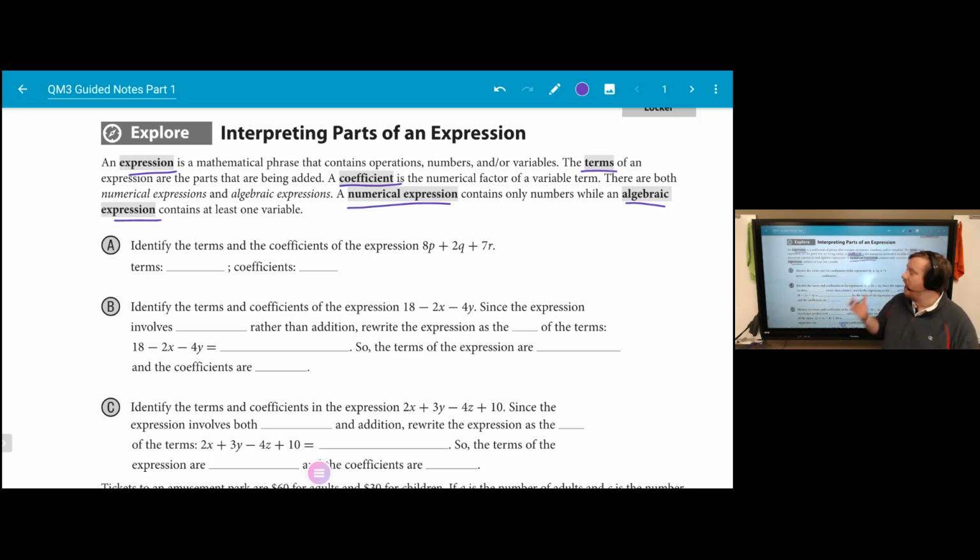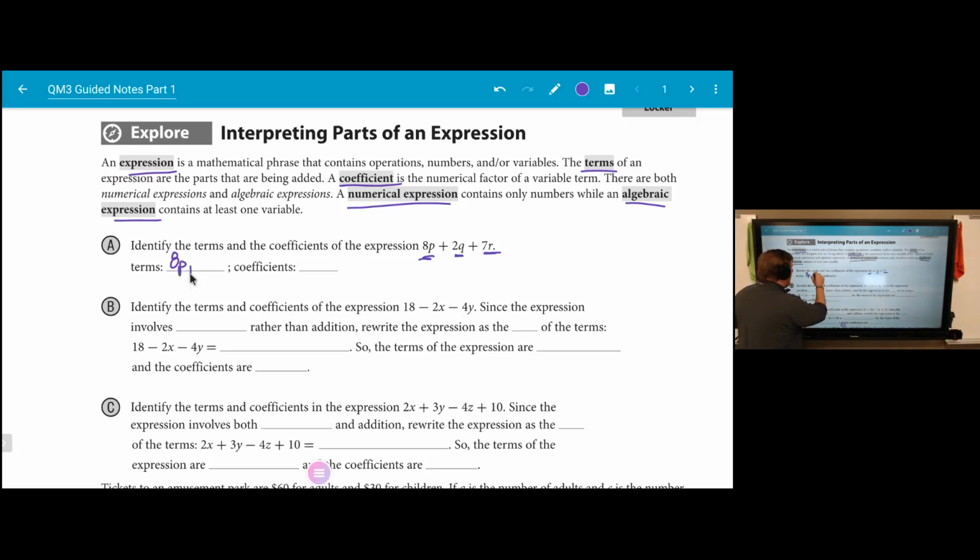This first one says, identify the terms and coefficients of the expression 8p plus 2q plus 7r. What do we got to do for terms? Terms are the things that are added together. So what's added together? 8p, 2q, and 7r are added together. We have 8p, 2q, and 7r.